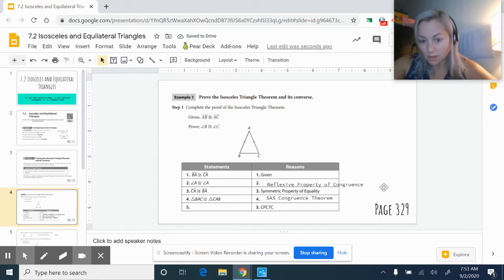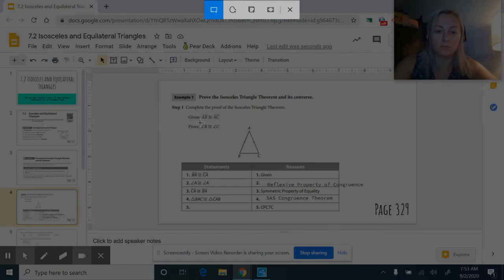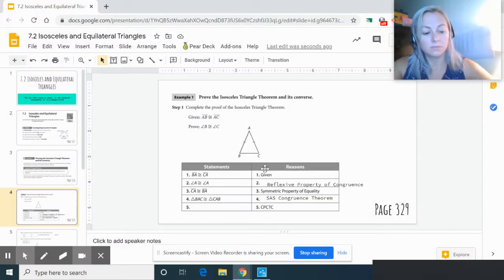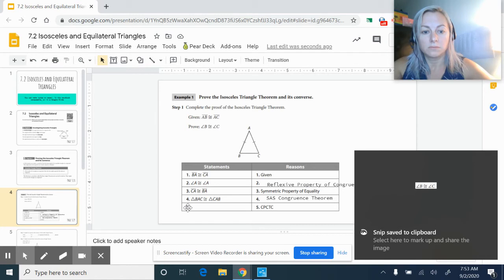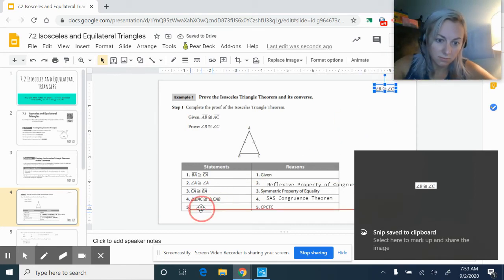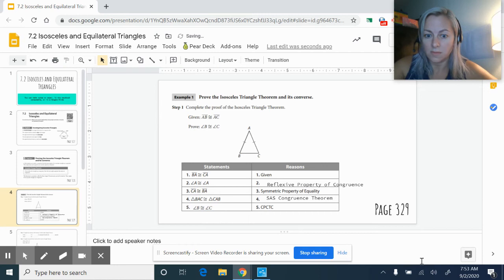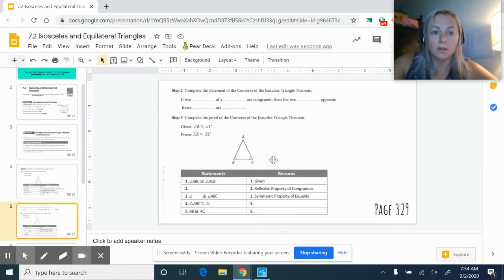Step five, what we're going to put right here is what we're trying to prove. Okay, the measure of angle B is congruent to the measure of angle C. And that's by CPCTC. Step 2, complete the statement of the converse of the isosceles triangle theorem.